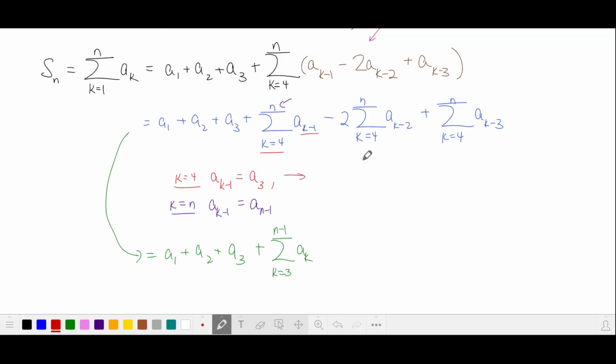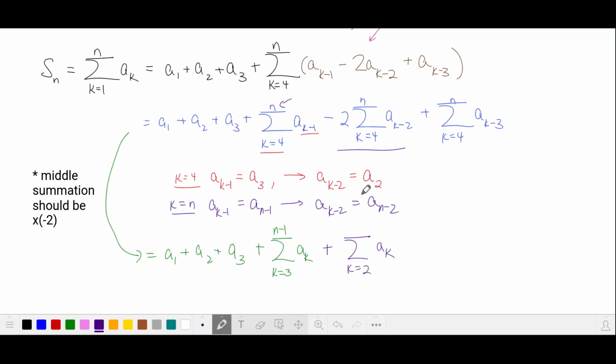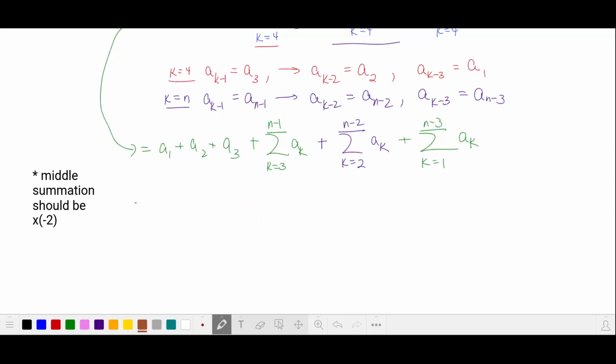And we'll repeat that here. When k is equal to 4, our lower bound, a sub k minus 2 is a sub 2. And when k is equal to n, a sub k minus 2 is a sub n minus 2. So we'll rewrite this second term in terms of a sub k, starting with k equals 2 and ending with n minus 2. And we'll repeat this with our third summation. This will make it easier to see what terms cancel out.